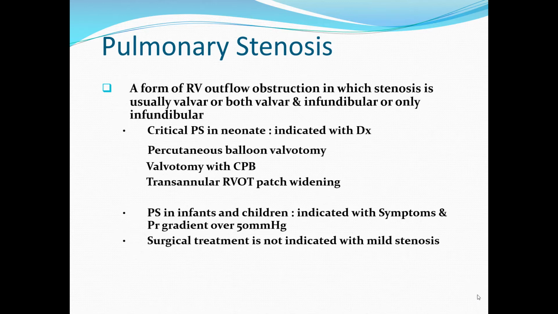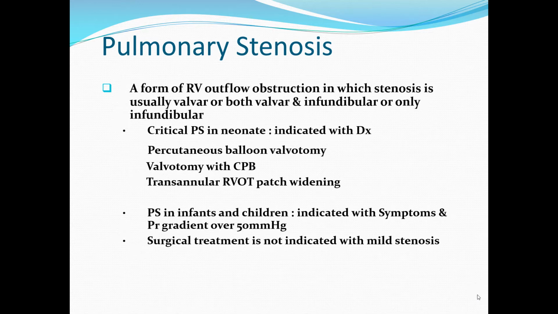Infants and children: intervention is indicated with symptoms and pressure gradient more than 50%. What we mean by pressure gradient is the pre- and post-valve pressure difference. We measure it through catheterization. If the gradient, the difference between pressure post and pre valve, is more than 15 millimeters of mercury, this is an indication for intervention.